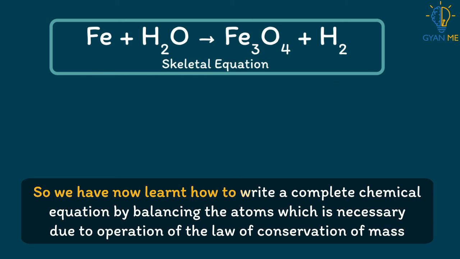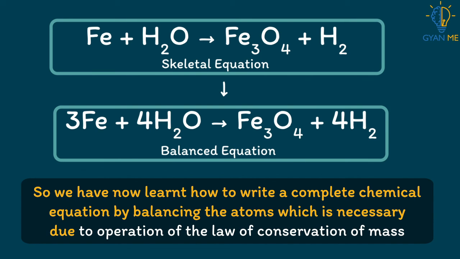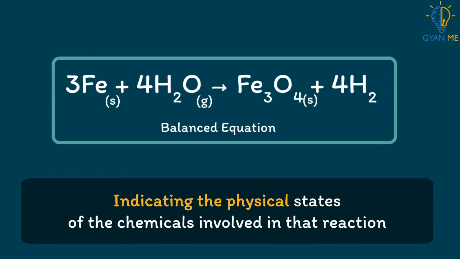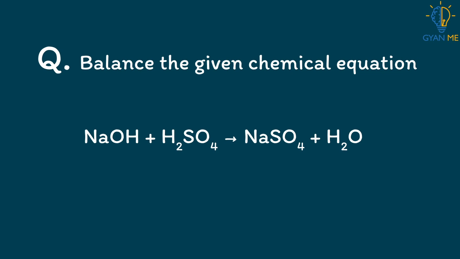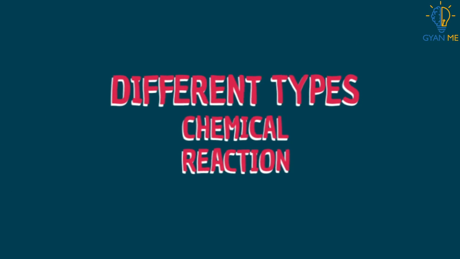So we have now learned how to write a complete chemical equation by balancing the atoms, which is necessary due to the operation of the law of conservation of mass, and indicating the physical states of the chemicals involved in that reaction. Test your understanding by balancing this one reaction by yourself. In our next video, we will see different types of chemical reactions.